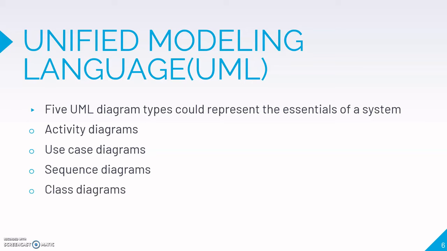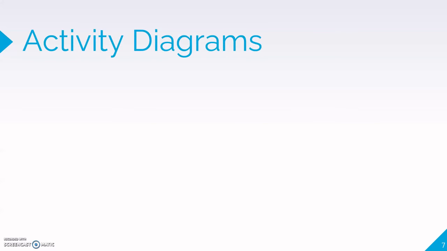Fourth is the class diagrams, which shows the object classes in the system and the associations between these classes. Fifth one is the state diagrams, which shows how the system reacts to internal and external events. So these are the 5 UML diagrams which we are going to discuss in this episode. So first we are going to discuss activity diagrams. So let's see what are activity diagrams.